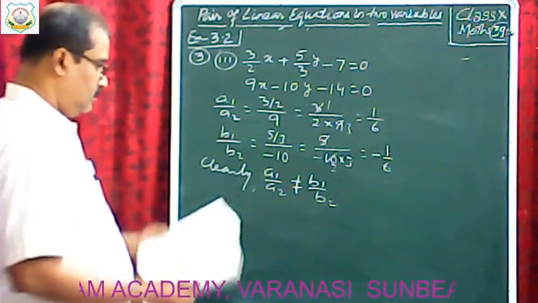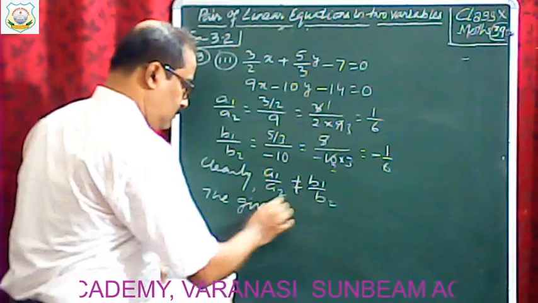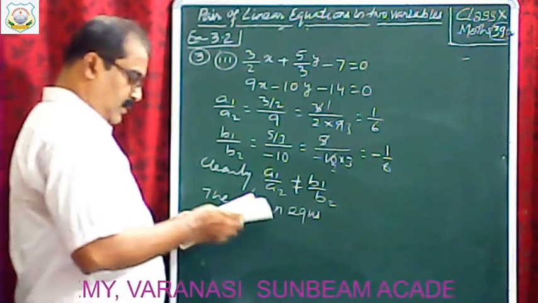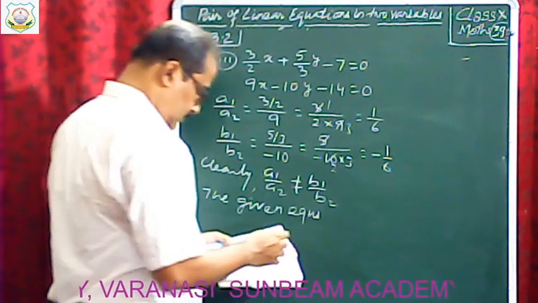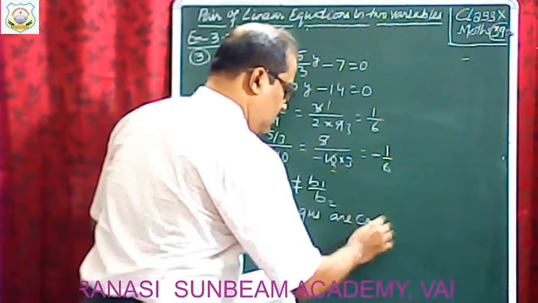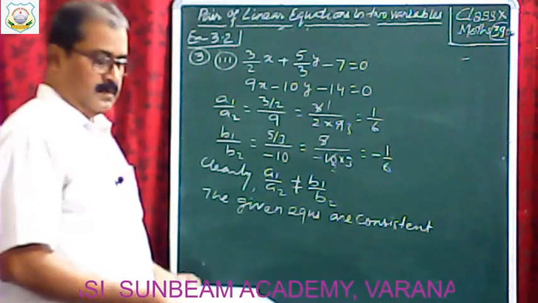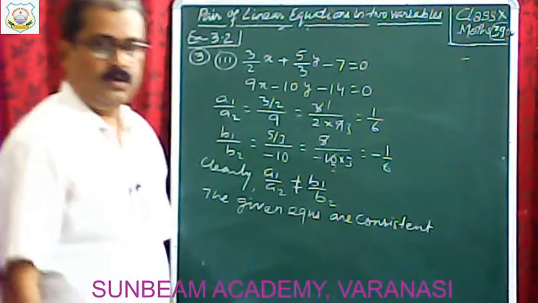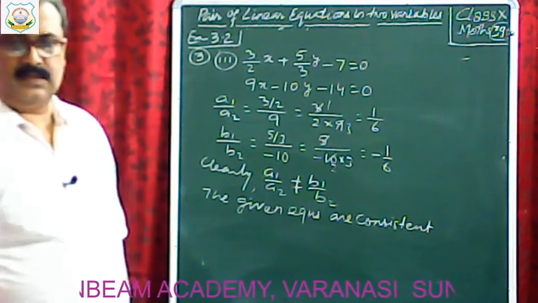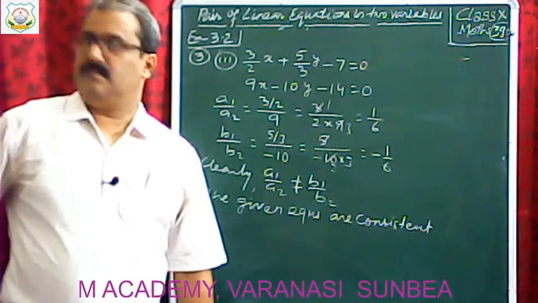So the given pair of equations are consistent. If we get A1 upon A2 equal to B1 upon B2 is not equal to C1 upon C2, then it is a case of no solution, means inconsistent solutions. Clear?